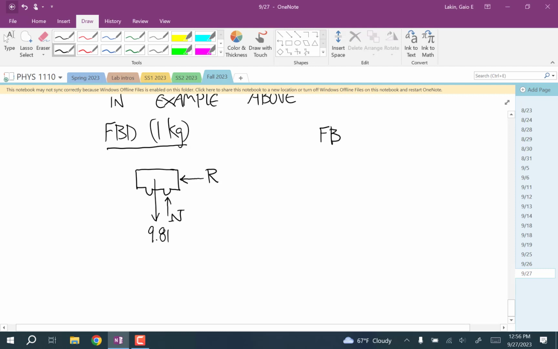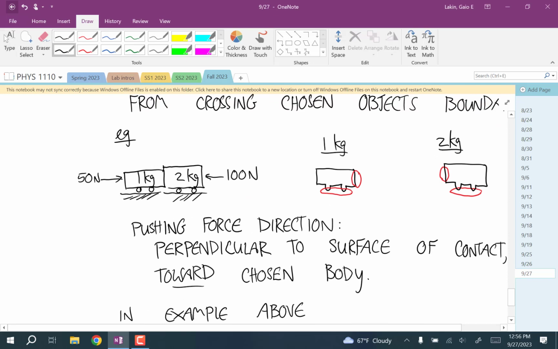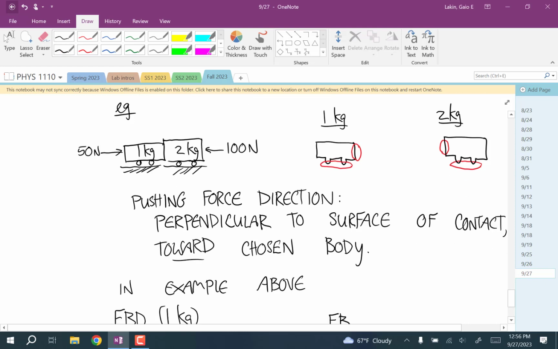Why is it on the right side when it was on the left side of the drawing you made? Well, I'm doing the one that's on the left, and the place where it's in contact with the other one is on the right side. Okay, that makes sense. Yep.